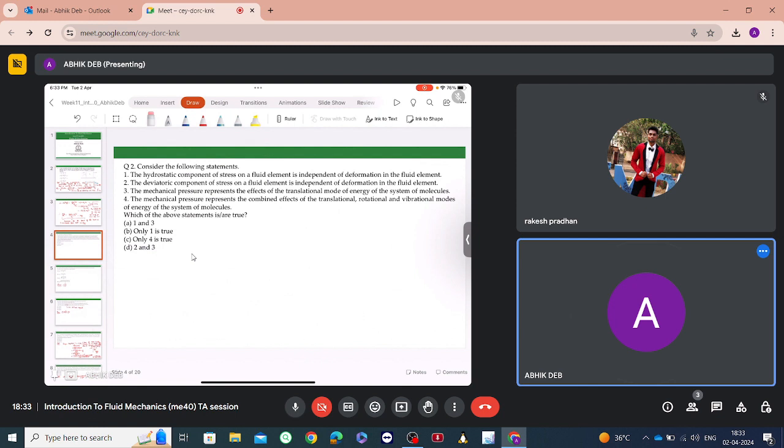For this, it is better that instead of going directly into the solution, we go through the stepwise solution of how it comes. So Cauchy's equation of motion is given as rho dV/dt equal to rho g_i plus dou by dou x_j of tau_ij. Okay, so this is Cauchy's equation of motion.